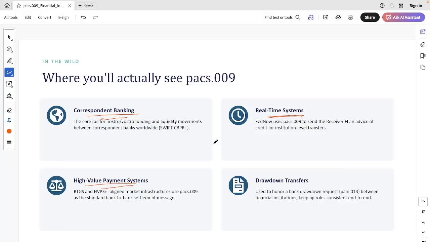The fourth area is drawdown transfer. In some scenarios, one financial institution may request another financial institution to transfer funds based on a drawdown instruction. So pacs.009 can be used to honor such interbank drawdown transfers while keeping the roles consistent end to end.